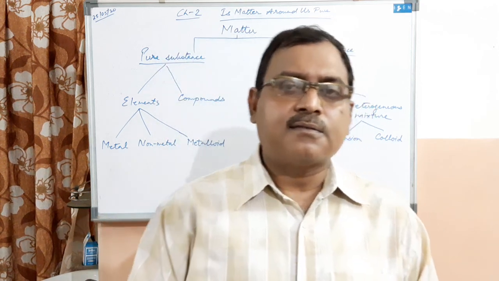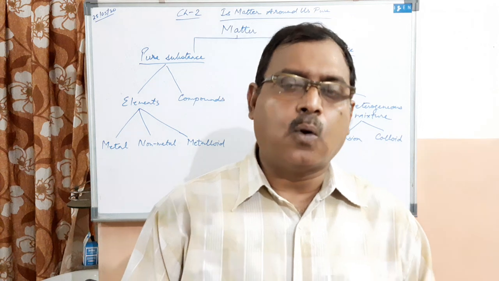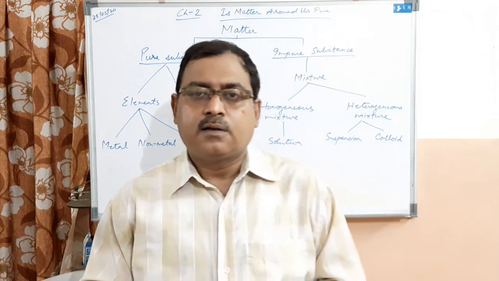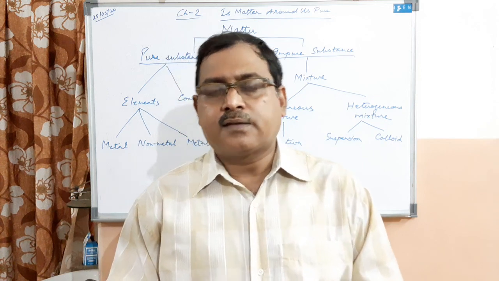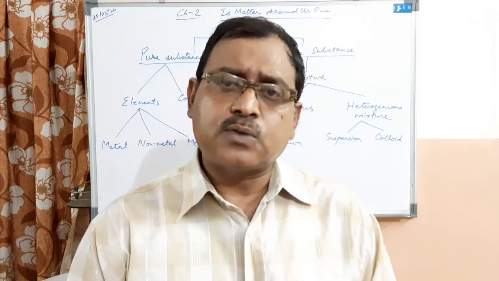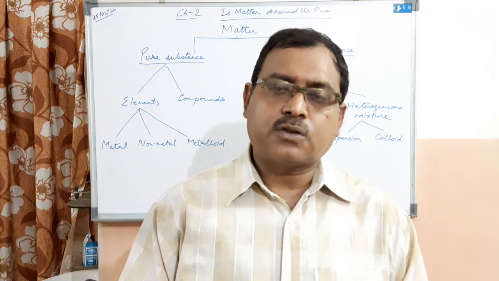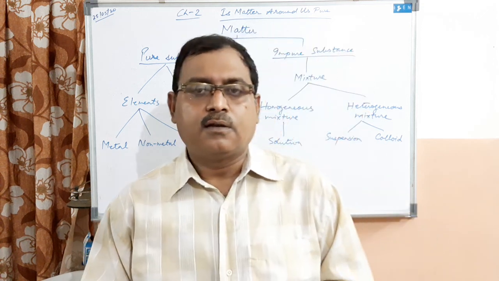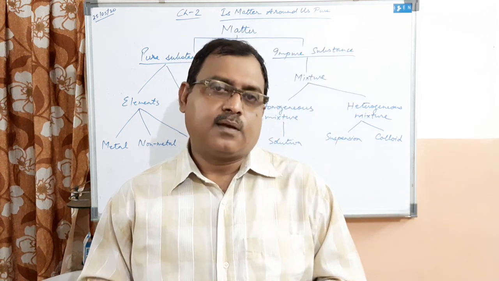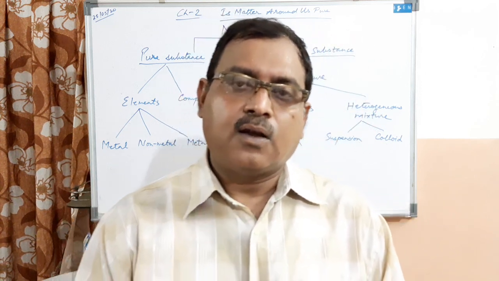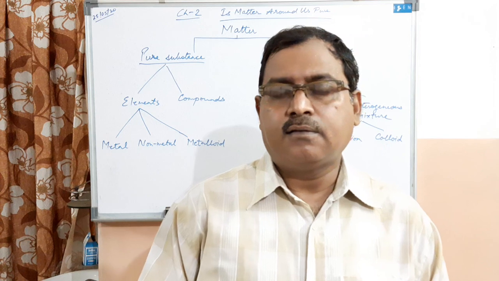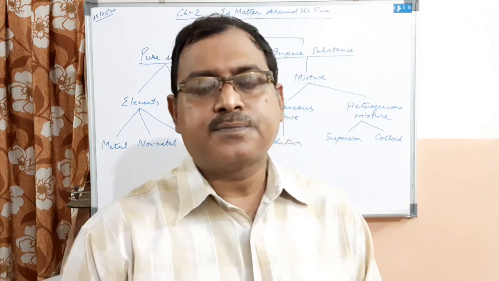Example of metals: iron, copper, silver, gold, sodium, potassium, all are metals. Example of non-metals: well, all the gases which you see: hydrogen, oxygen, nitrogen, then carbon, sulfur, chlorine, fluorine, all are non-metals.